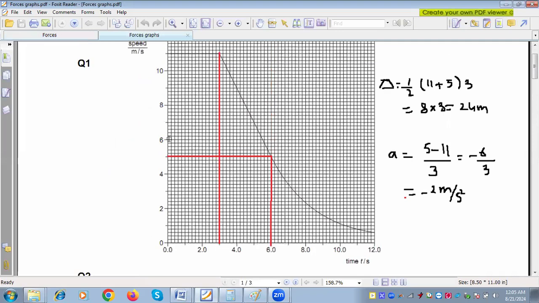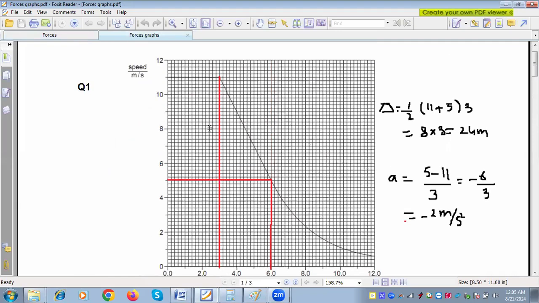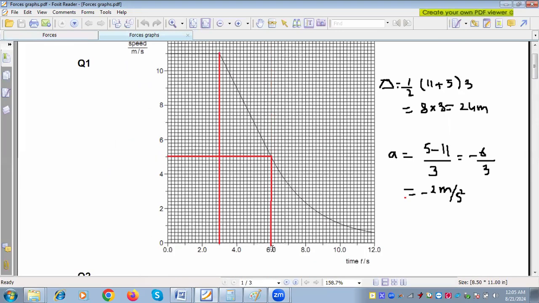The working on the graph is already plotted, and I am going to show it in a red line. I have marked the position of 3 seconds and 6 seconds. This is the area of the trapezium. The formula is half into the sum of the parallel sides. The parallel sides are 11 and 5, and the distance between the parallel sides, 3 to 6, is 3. So the answer is 24 meters.